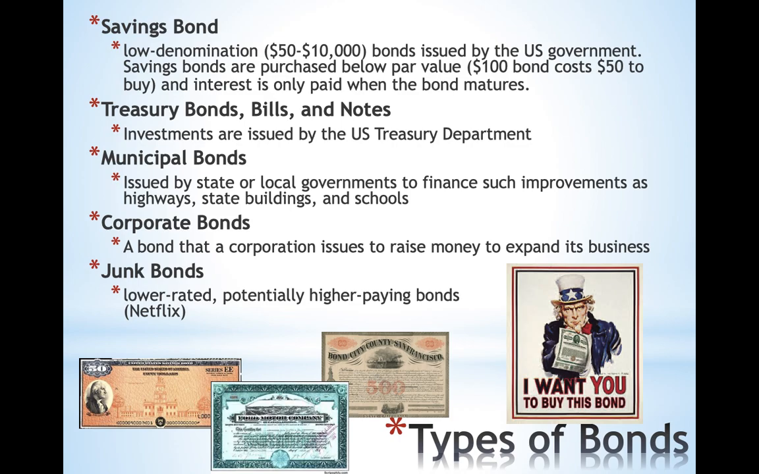Now, a couple of pictures I put at the bottom. This right here, Series EE, is a Treasury bond. So you purchase that from the U.S. government. This is a corporate bond, the Ford Motor Company.